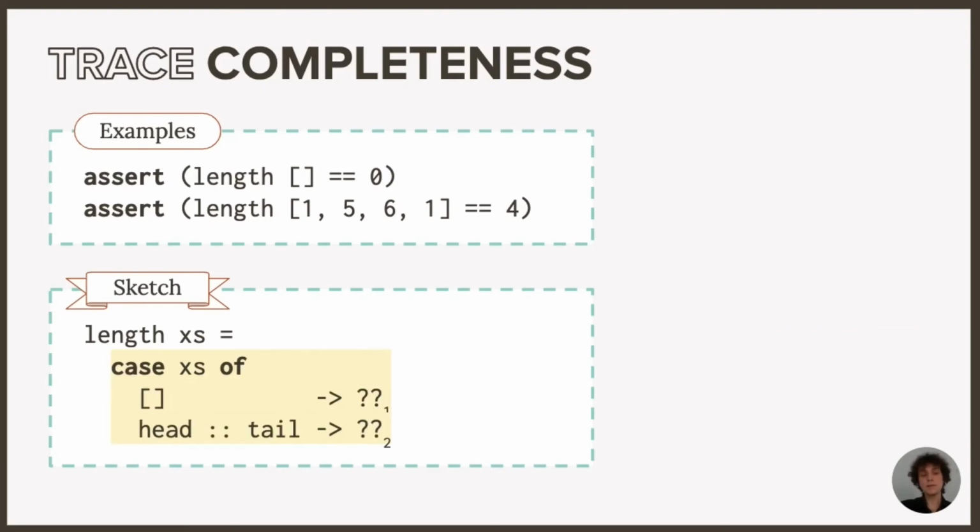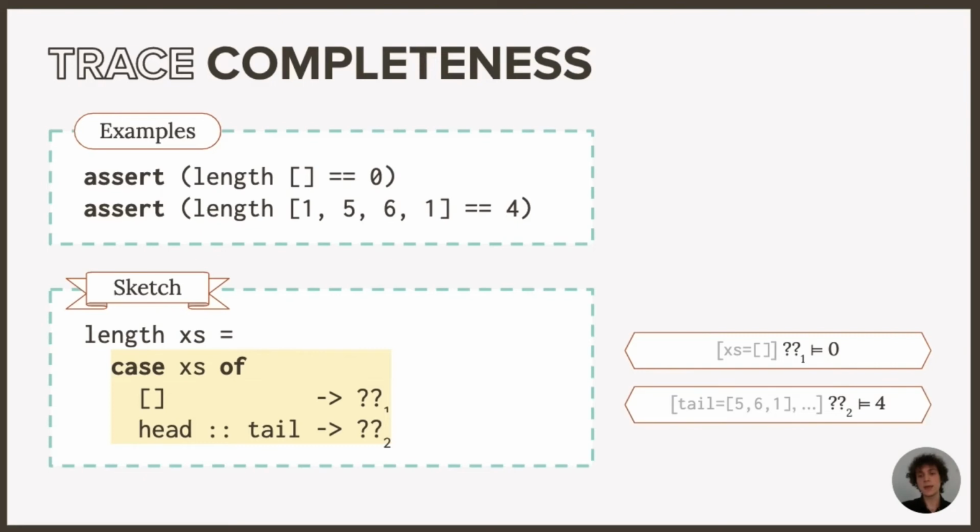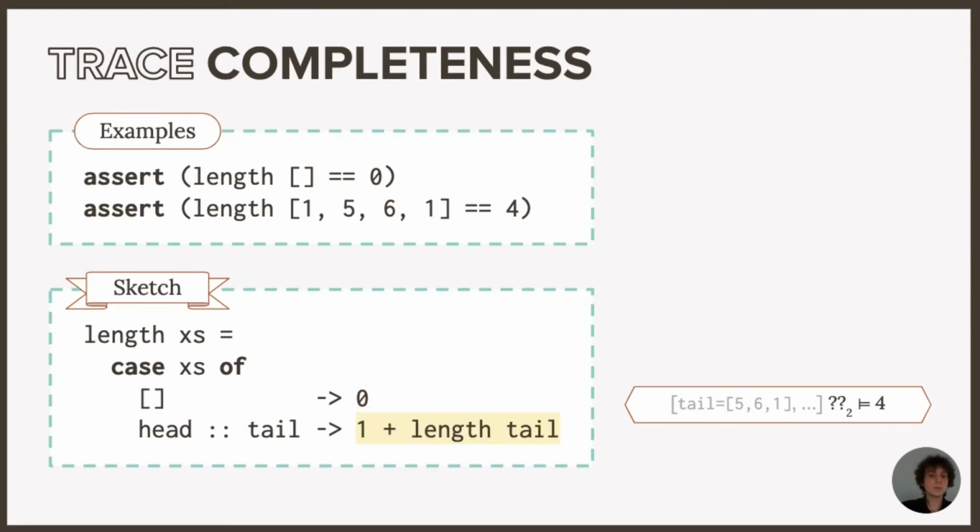Now, we'll live unevaluate these assertions again and get two new hole constraints, namely that when x is the empty list, hole 1 needs to be 0, and when tail is 5, 6, 1, among other things in the environment, hole 2 needs to be 4. Now this first hole constraint is very easy for Smith to solve. It can simply bind hole 1 to be the constant 0. That'll take care of this first constraint, so we no longer need to worry about it. The second constraint could be handled similarly, but Smith avoids overspecializing on large constants like 4 because they don't generalize well. So instead, it might try to synthesize the expression 1 plus length tail.